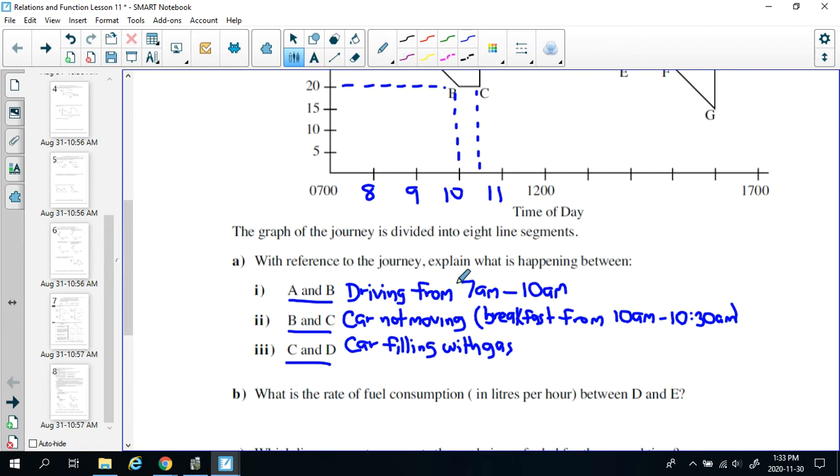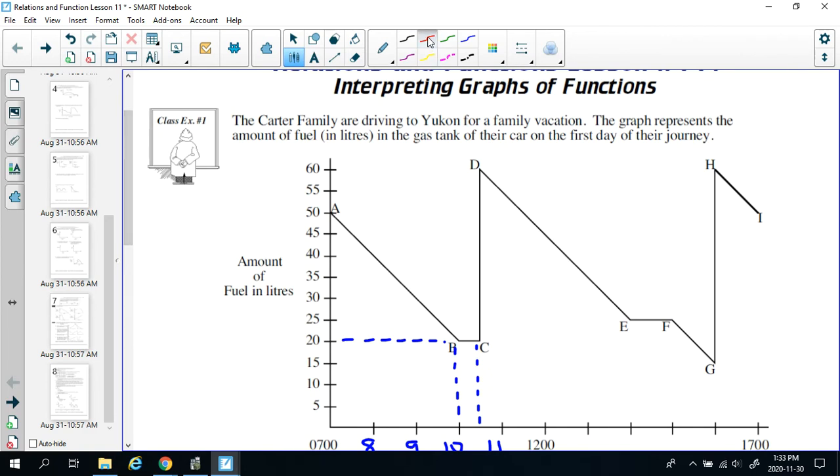Okay, B says, what is the rate of fuel consumption in liters per hour between point D and point E? So we're going to focus on D to E here. Let's figure out how the amount of fuel is changing. At point D we have 60 liters of fuel in the car, and at point E, I think it's at 25 if we went all the way across here.